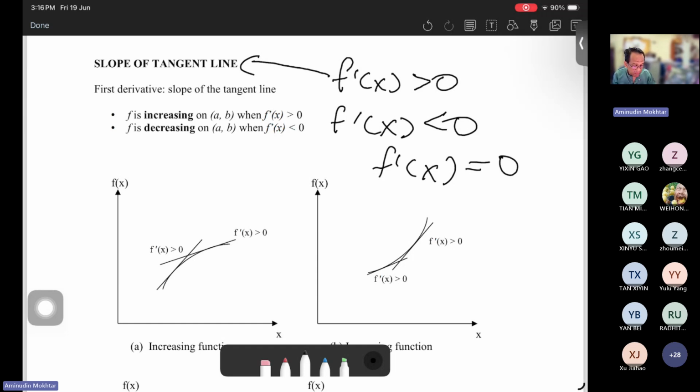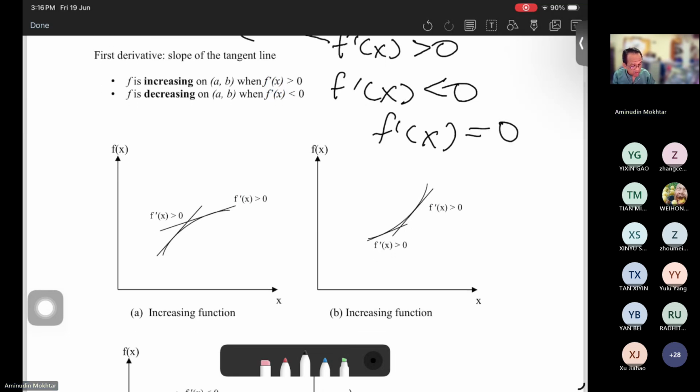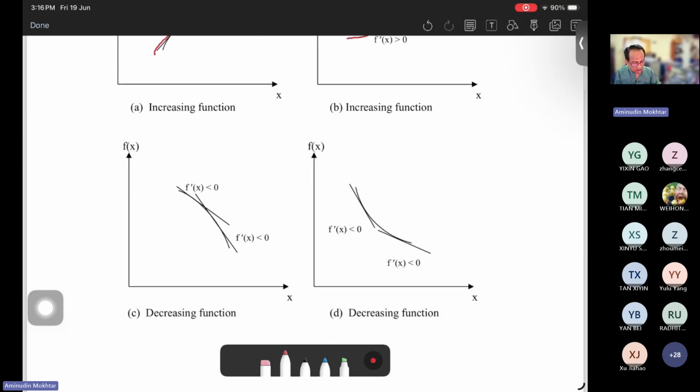In other words, if the first derivative is positive, the slope of the tangent line is also positive, like figure A and B. That shows the function is increasing when the slope of the tangent line, or the first derivative, is positive. The slope is increasing, like this one.